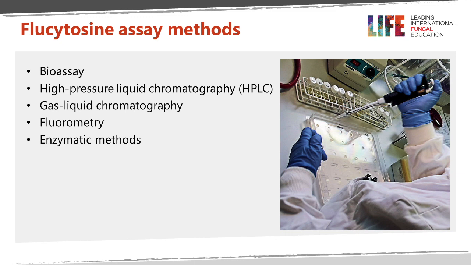There are 5 different methods of measuring flucytosine. There's bioassay, which is illustrated in the photograph. There's HPLC, there's gas liquid chromatography, which isn't used very much. There's fluorometry, and so 1 or 2 of the biochemistry automatic analyzers can measure flucytosine, and there are enzymatic methods. So the top 2 are the most commonly used methods.